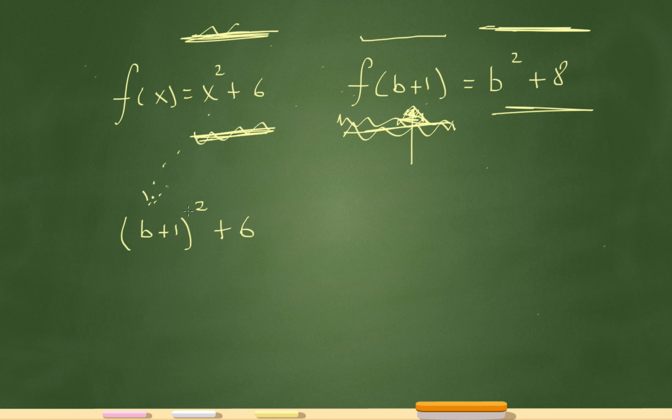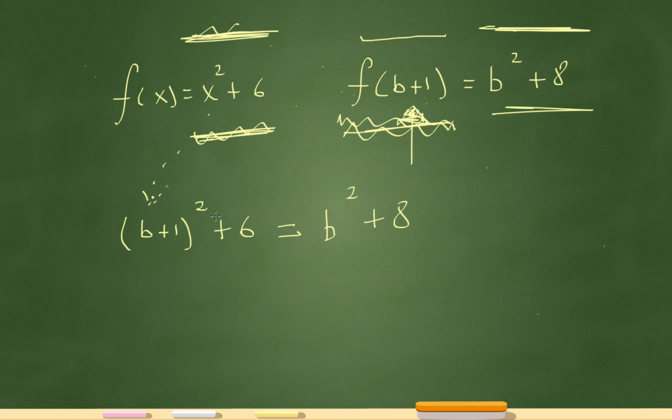So this becomes the quantity b plus 1 squared plus 6, and then I have that equal sign, and then it's saying it equals b squared plus 8. This is not saying f of b squared plus 8, right? If it's f of b squared plus 8, then I would go back to my function, I would plug the b squared plus 8 in for x and set that equal to each other. But over here, it's just simply saying it equals b squared plus 8, so I set it equal to b squared plus 8. Now I'm going to have to solve for this.